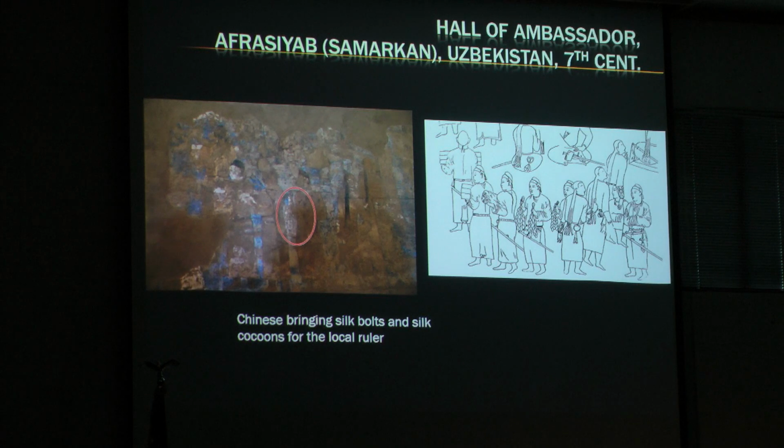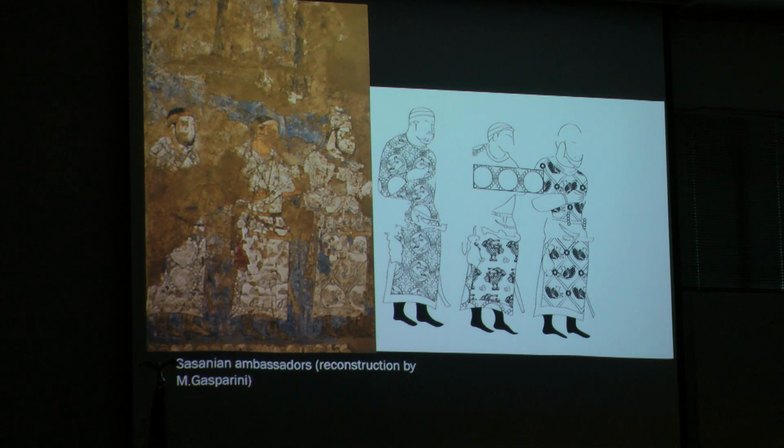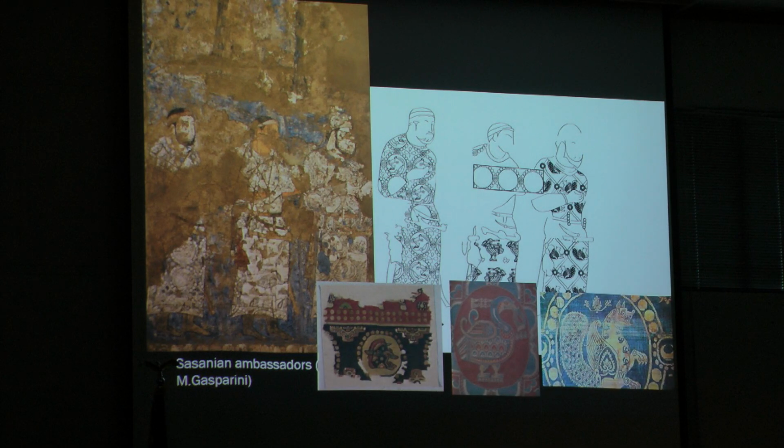In the Hall of Ambassadors in Afrasiab, Samarkand, we can see clearly Chinese bringing silk bolts and silk cocoons to the local Sogdian ruler. In the same Hall of Ambassadors, however, the man identified as the Sassanian ambassador wears robes with zoomorphic figures that we can find also on textiles. So here we have the boar head, the duck, the so-called Sassanian duck with the ribbon, and the mythological Iranian simurgh with the head of a dog, a winged body, lion legs, and peacock tail.